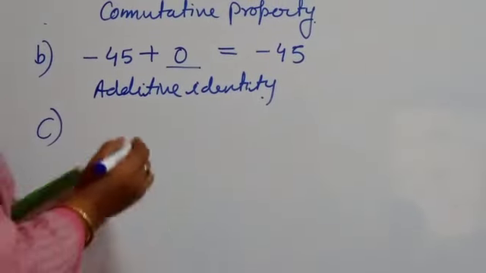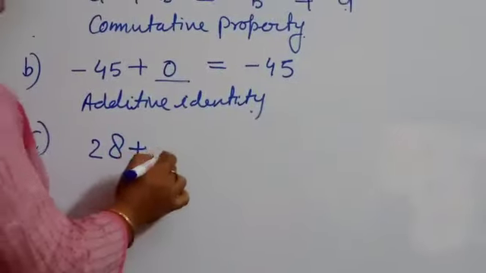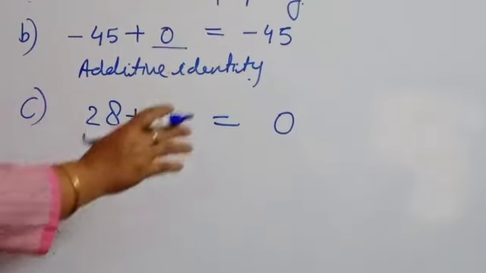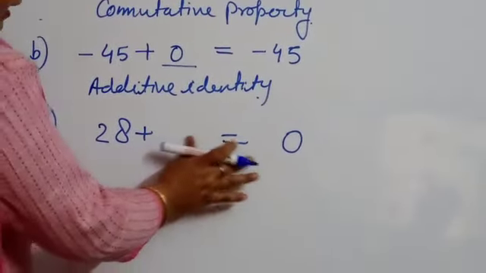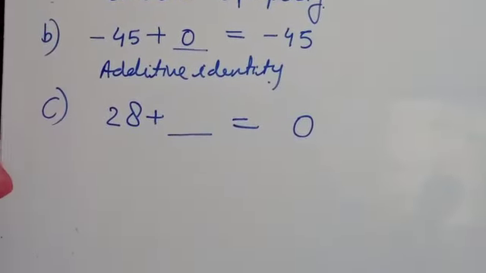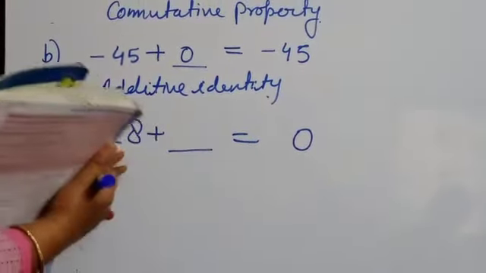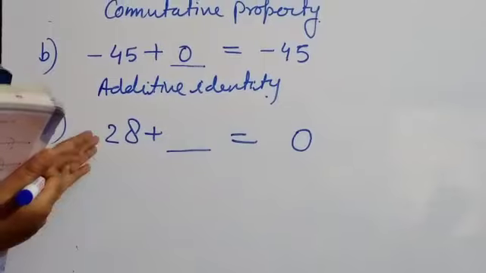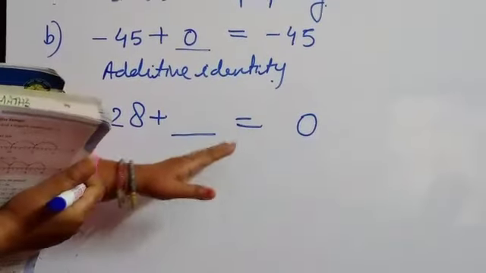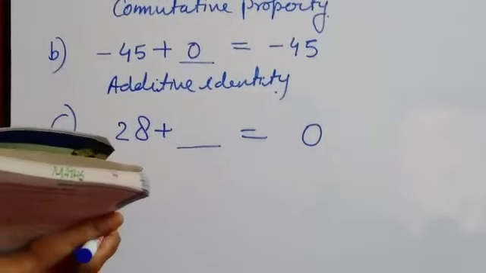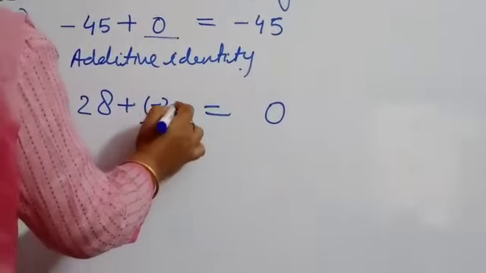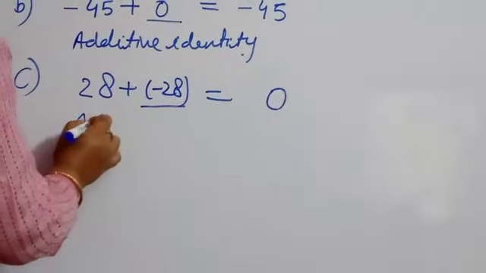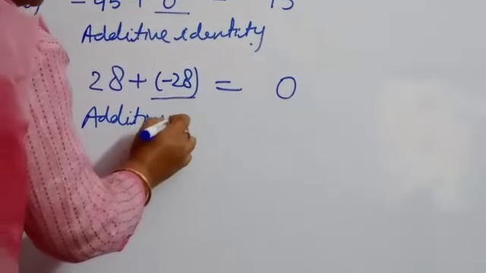C part is that 28 plus dash is equal to 0. What will you add to 28 so that the resultant value becomes 0? You have learned the additive inverse: every positive value has the same value with a negative sign, and every negative value has the same value with a positive sign. These are known as the additive inverse of any given number. So if you add minus 28, then 0 will come as the resultant value. This is known as the additive inverse.